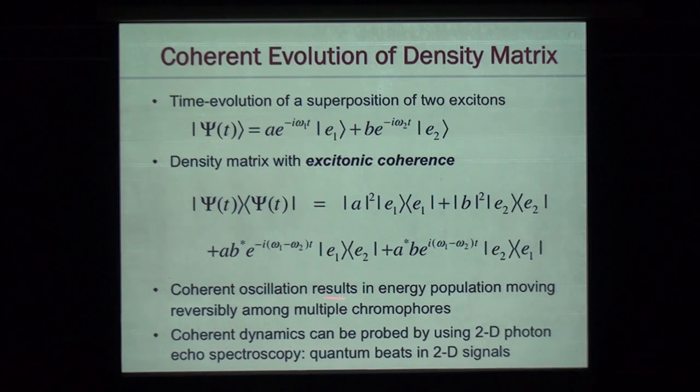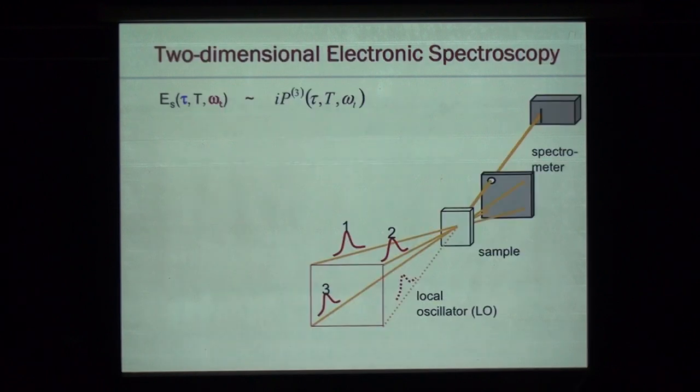It's off diagonal. And if you use absorption spectrum or fluorescence spectrum, you only look at the diagonal populations. You don't see the off diagonal elements. You need some higher order nonlinear technique to see it. So actually, a technique called photon echo two-dimensional electronic spectroscopy can observe this kind of quantum beating signals.